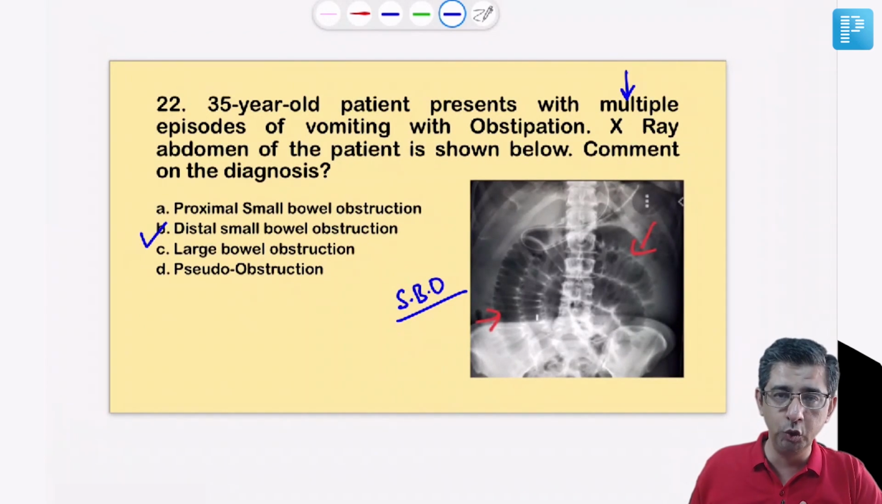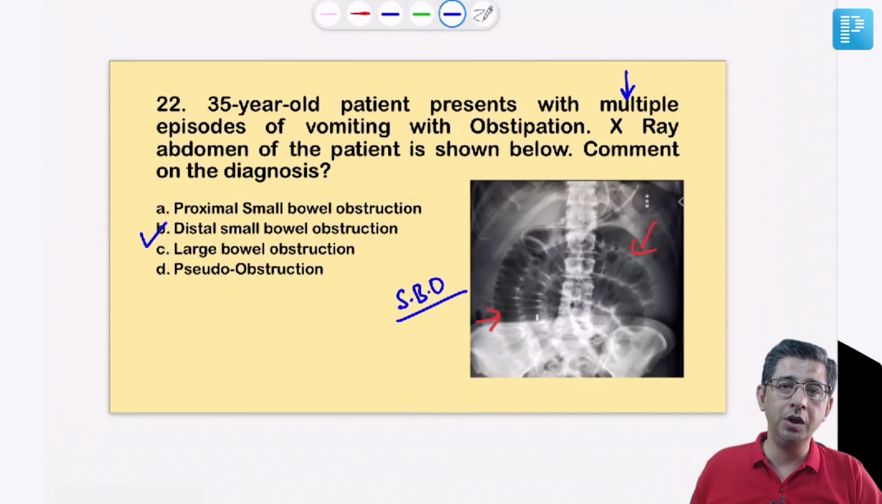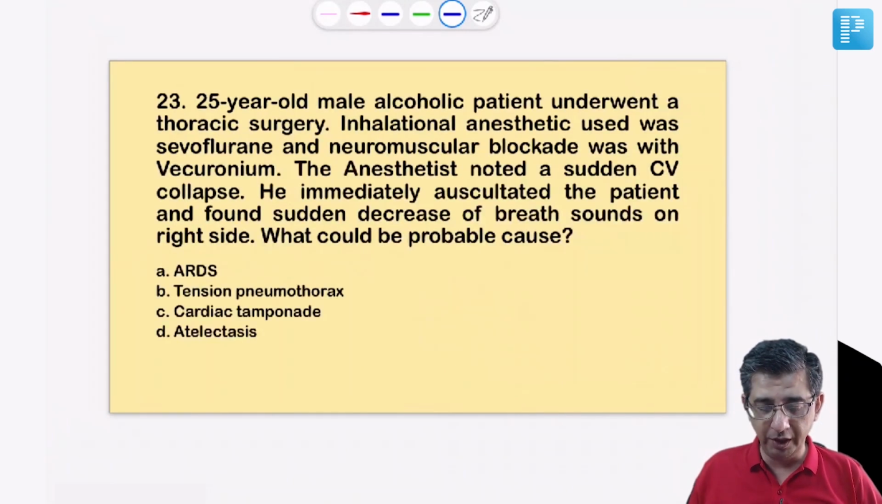If I was you and I did not know how to interpret this X-ray, I would still mark B, primarily because I know GI tuberculosis involves the terminal ileum. That would be my take on this. Moving to the next one.